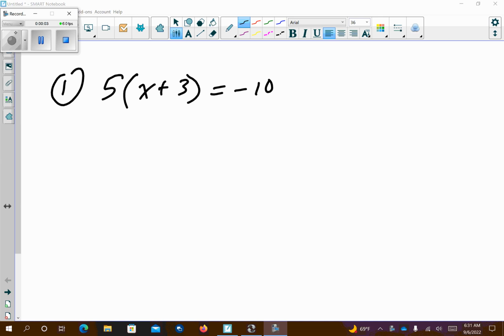Hi, Algebra 1. This is SLE number 9, which is a review, so please utilize this as help for the quiz that we'll have this week.